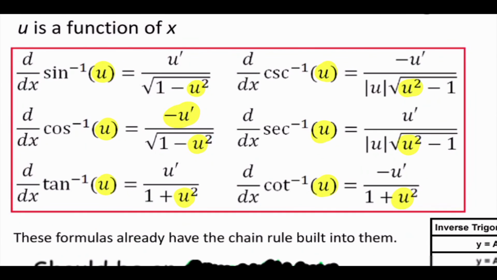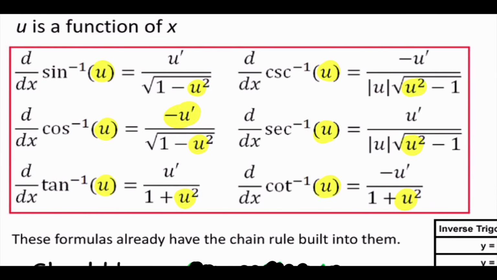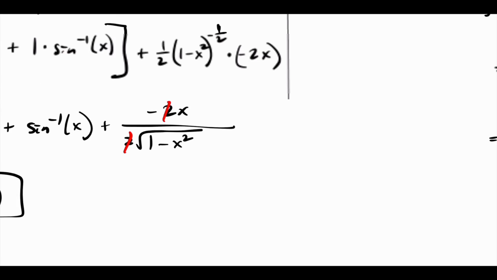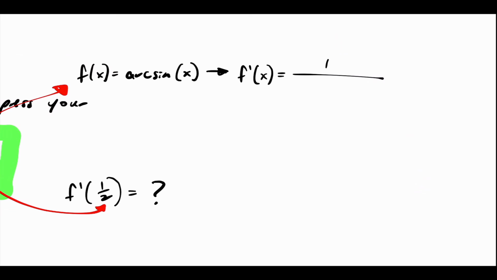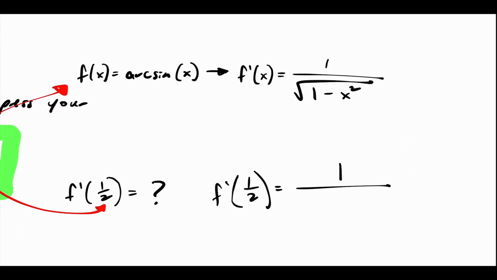What's the derivative of arc sine? Well, derivative of the stuff on top; on the bottom, the square root of 1 minus stuff squared. Derivative of the stuff is just 1. Square root of 1 minus stuff squared. Okay. Now, to find this, I plug in 1/2 everywhere I have an x, just like you've always done.